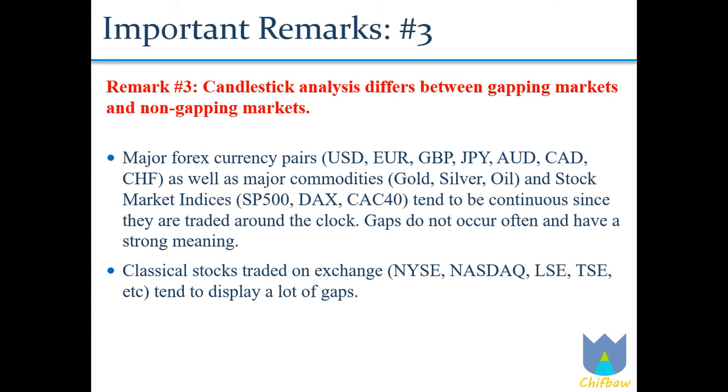So these instruments don't have many gaps, and they have slightly different patterns compared to, for instance, classical stocks. Stocks are traded on specific exchanges like NYSE, Nasdaq, etc., and they have a big window of time between the close of the market and the open. There is a lot of price action going on after the close, and also a lot of information. This causes the market for stocks to show much more gaps. And so the analysis of these two categories really differs in terms of candlestick patterns.